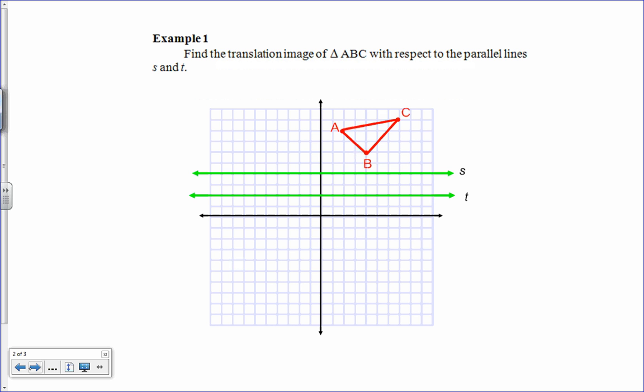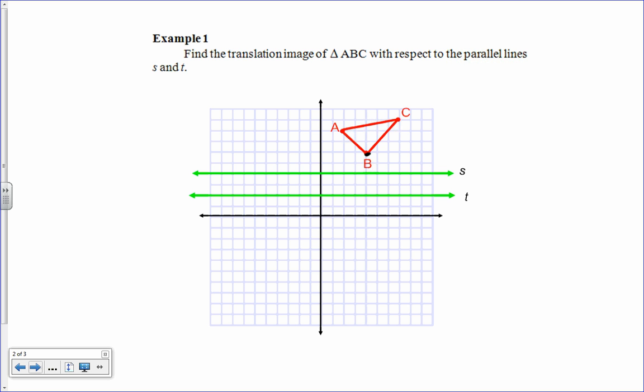Or again, you could use vectors. So let's find the translation image of ABC with respect to lines S and T. As you read that, we actually have to reflect it over S first. I would strongly recommend you use a pencil on this particular one in case you make a mistake. So let's first go over line S. So pretend line T is not there, all right? And just do line S.